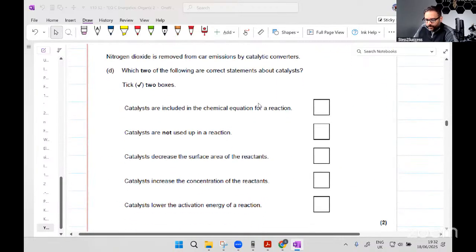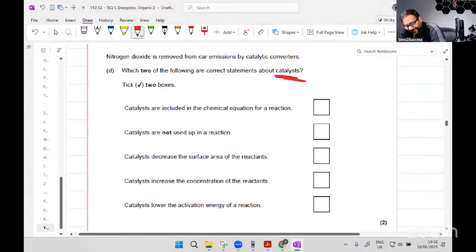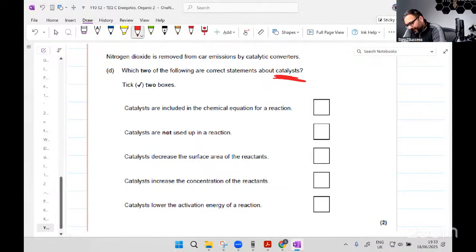Nitrogen dioxide is removed from car emissions by catalytic converters. Which two are correct statements? Right. Catalysts. Okay. What do you need to know about catalysts? Firstly, they can speed up a chemical reaction. Okay. So they make a reaction faster. So speed up a reaction. How do they do that? They do that by doing something called lowering the activation energy of a reaction.